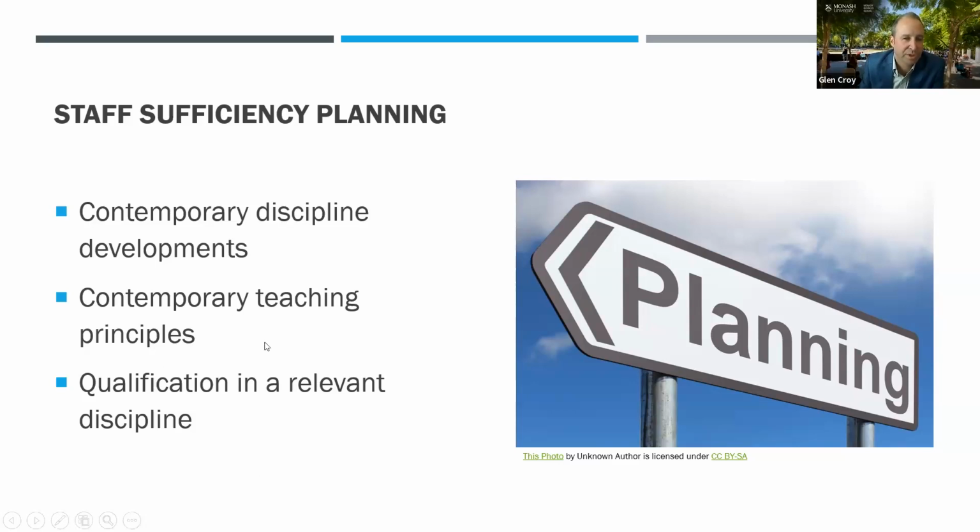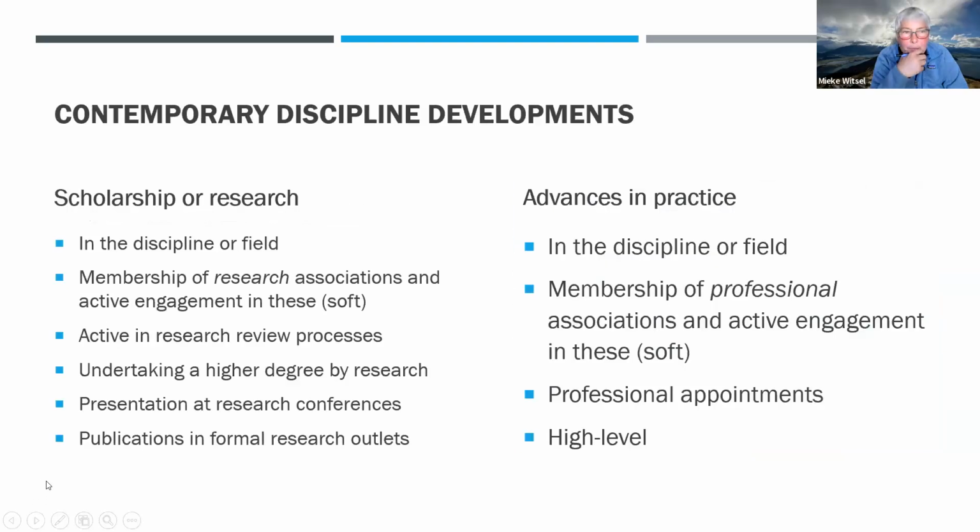So we need to make sure that those staff with oversight have knowledge of contemporary discipline or field developments, knowledge of contemporary teaching, learning and assessment principles, and qualification in a relevant discipline or equivalence through professional or other academic practice. So again, what we're broadly looking for is our staff to demonstrate these elements that we're wanting to see as evidence.